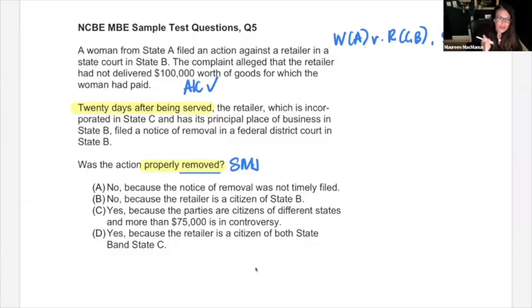So the key here, though, is, and one thing I like to do is I like to circle, really focus on the party that's doing the removing, the defendant. And here I see that it's based on diversity and the defendant is from the forum state, which is state B. So the defendant can't remove. So this is how, by doing these problems and going through them this way, I pretty much never get stuck between two answers. I mean, I really don't.